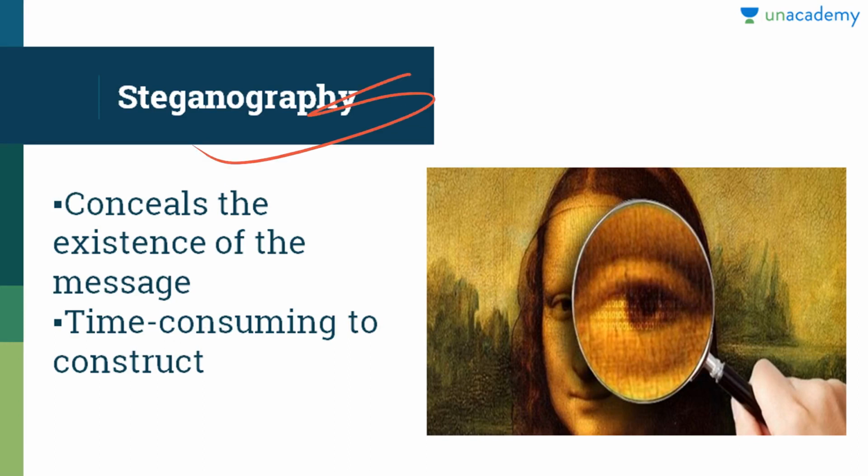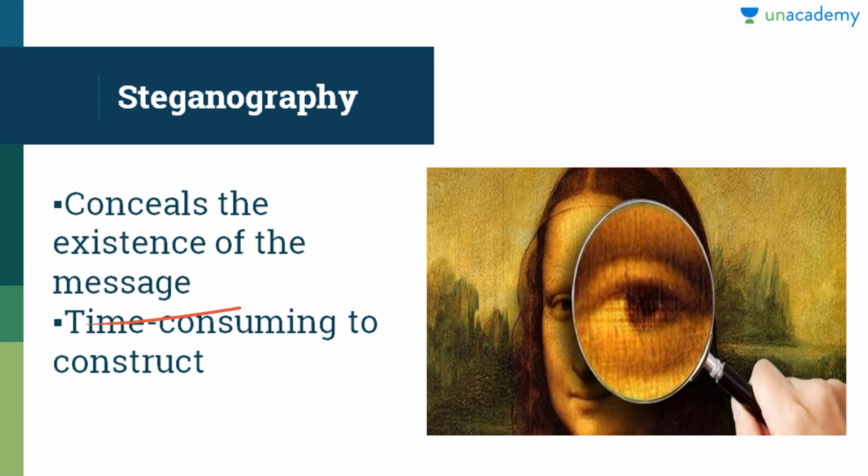Now, what is steganography? A plaintext message may be hidden in one of two ways. The method of steganography conceals the existence of the message, whereas the method of cryptography renders the message unintelligible to outsiders by various transformations of the text.